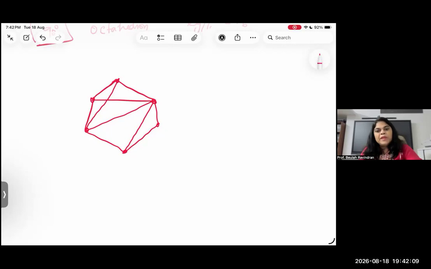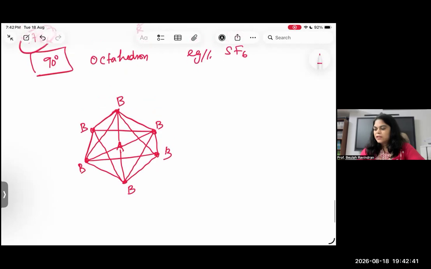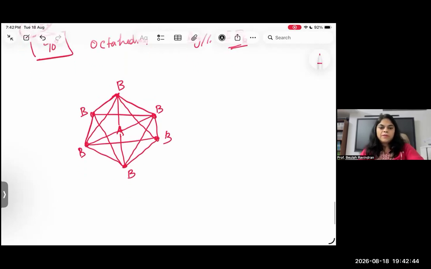And one more big triangle we can draw like this. Like this, and like this. This also we can join. Here the A will be. Got it? Here only the A, and remaining all B. 1, 2, 3, 4, 5, 6. So example is SF6. Can you understand? So like this, AB6 type it is.